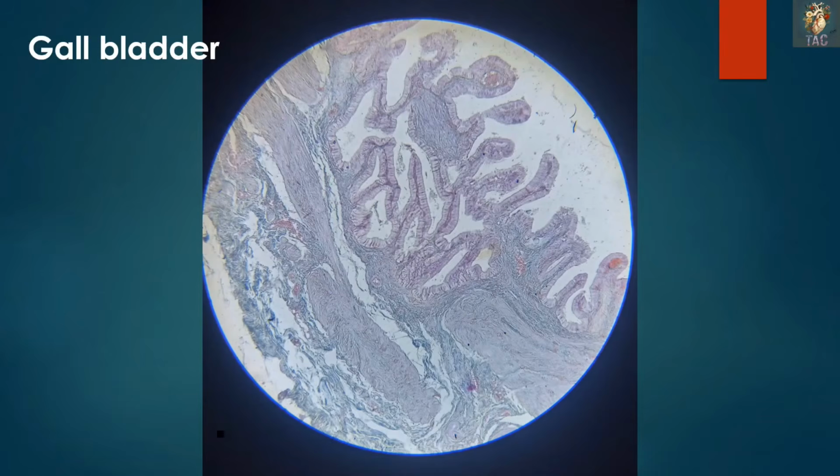Another very important slide and a very easy slide. This is the slide of the gallbladder. It has mucosa and then there is no submucosa in the gallbladder. Directly beneath the lamina propria there are the muscles.